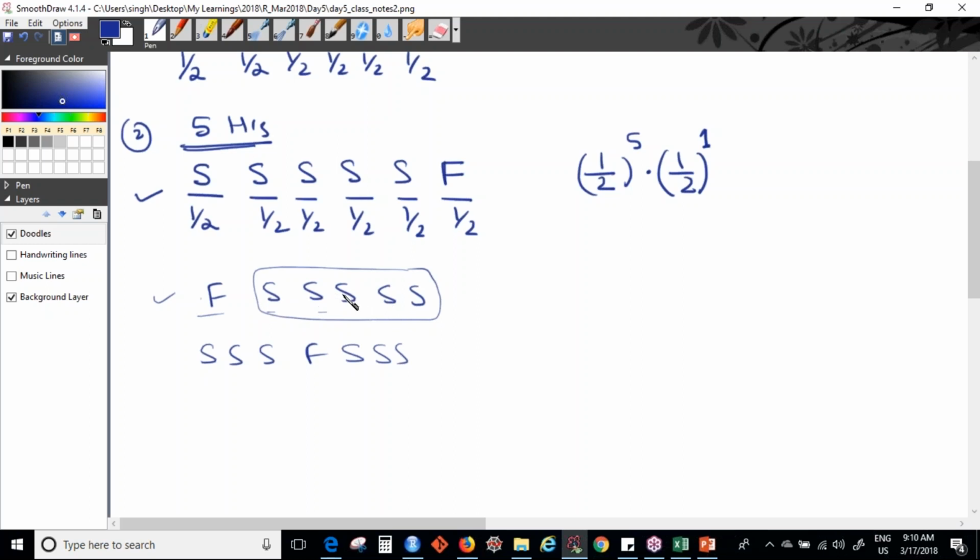Saraswati says 5 factorial. 5 is a big number, Saraswati. 5 factorial. So 5 into 4, 20. 20 into 3, 60. 60 into 2, 120. So you are saying you can arrange 5 successes in 120 ways. Do you think that sounds correct? No, right? Not so many. It wouldn't be so many.